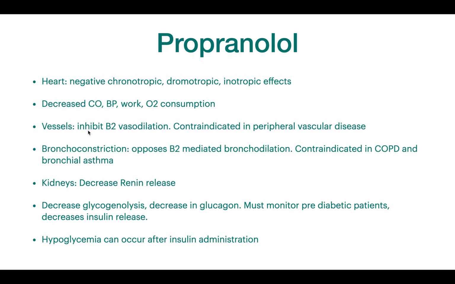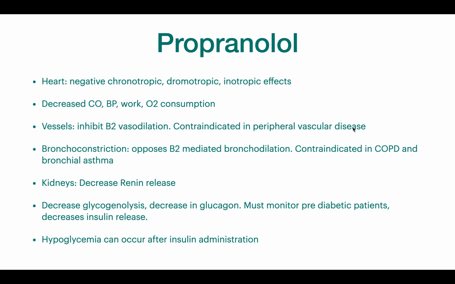In the vessels, it's going to inhibit the beta-2 receptors for vasodilation. So of course, these are going to be contraindicated in people with peripheral vascular diseases, such as Raynaud's. In the lungs, it's going to oppose the beta-2 mediated bronchodilation. This is going to be contraindicated in COPD and bronchial asthma. Of course, because you want the patient to breathe.